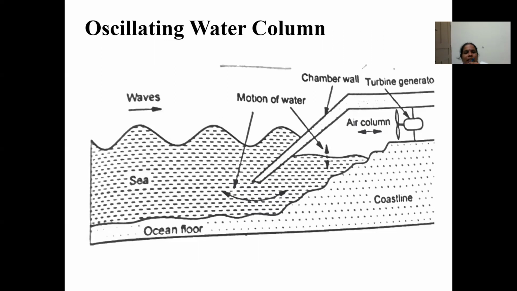And the next one is the oscillating water column. Here the water enters a chamber wall. The water movement enters the chamber and leaves the chamber during upper tide and lower tide, and the air in the column will increase its pressure during the inlet of water, and the pressure is reduced during the outlet of water. Based on the pressure of the air column, the turbine generator is rotated, which generates the electricity.